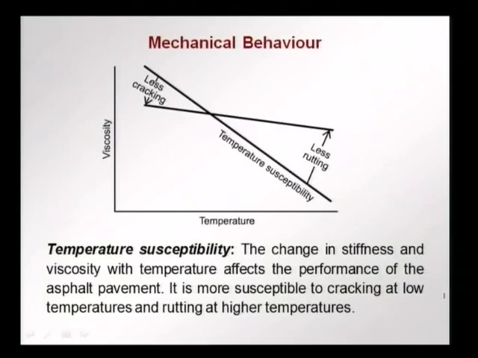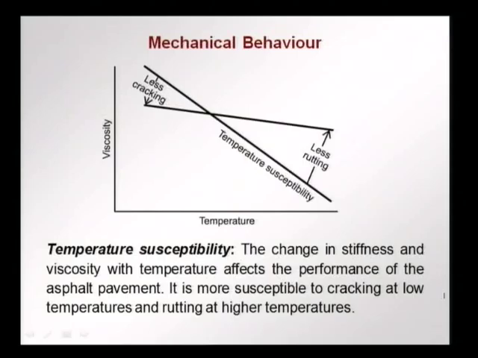Both cracking and rutting that we have talked about depend on the ambient temperature of the pavement, or consequently the temperature of the asphalt concrete. Here we have a graph showing viscosity on the y axis and temperature on the x axis, and we see that viscosity decreases with increase in temperature, and this could give rise to susceptibility to temperature, that is, there is significant change in the stiffness and flexibility or viscosity with temperature, and this affects the performance of the asphalt pavement.